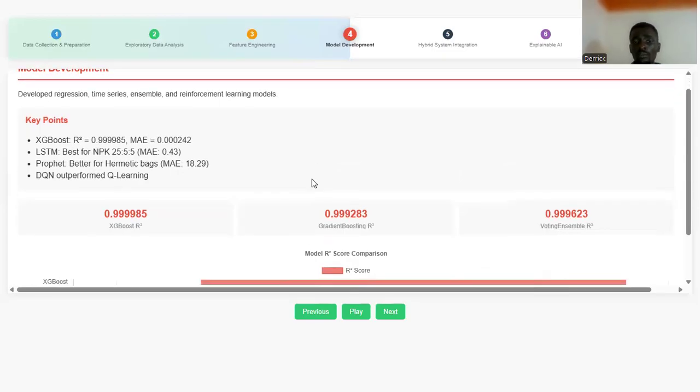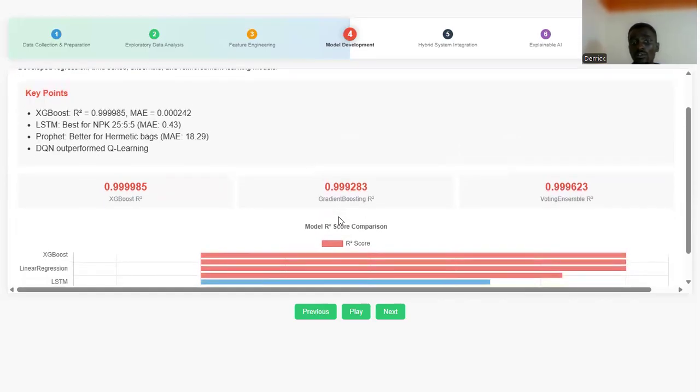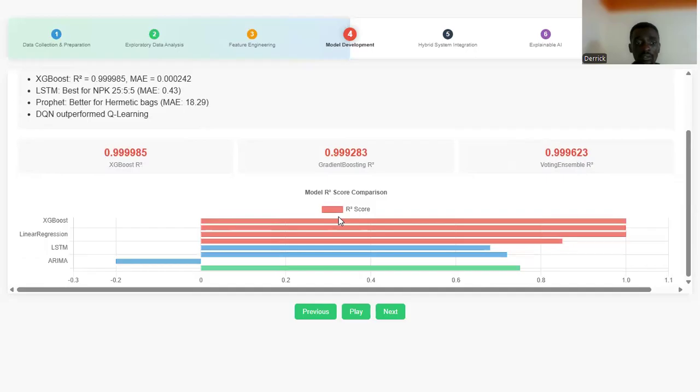In summary, XGBoost and gradient boosting had the highest performance, with a voting ensemble which combined XGBoost and other linear models to come up with a 99% R squared value. This is our simple graph showing this. As you can see, XGBoost and linear regression both had high values, with ARIMA lagging behind and LSTM having 68. We also came up with a hybrid model, though this was done later, which had an R squared of 75%.